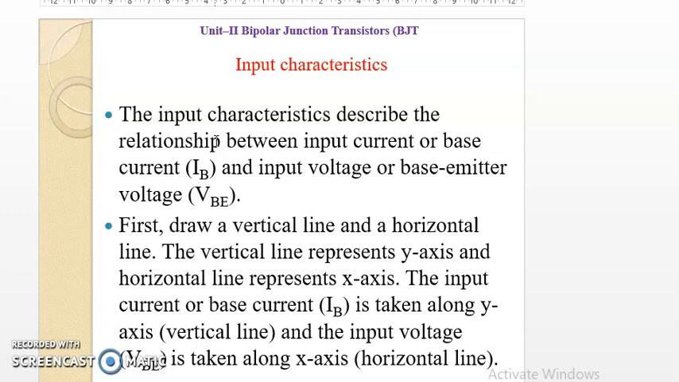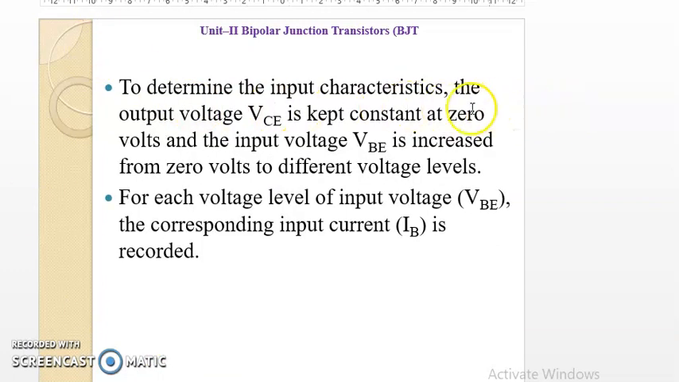First of all, we have to draw the x-axis and y-axis. VBE is taken along the x-axis and IB is taken along the y-axis, as IB is a dependent quantity and VBE is an independent quantity. In the last lecture we have seen this. To determine the input characteristics, the output voltage VCE is kept constant at 0 volts and the input voltage VBE is increased from 0 volt to different voltage levels. I mean VBE is to be varied by keeping VCE constant.